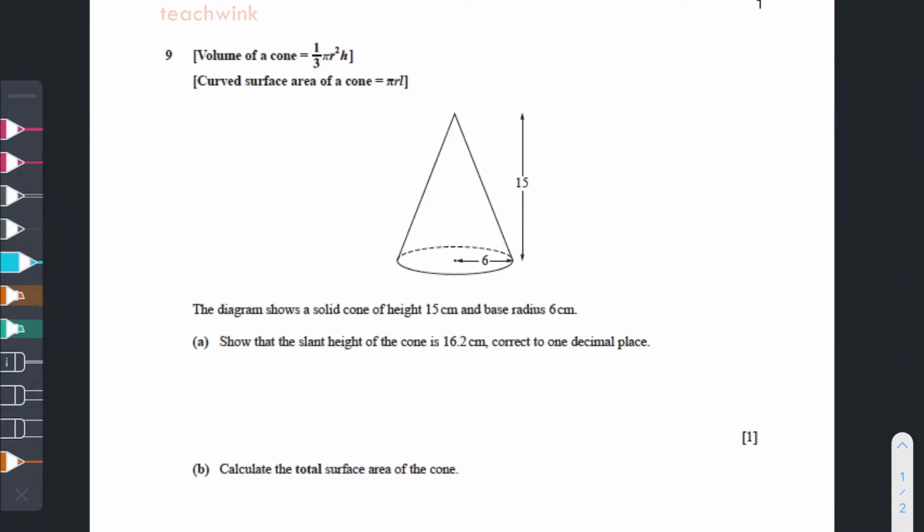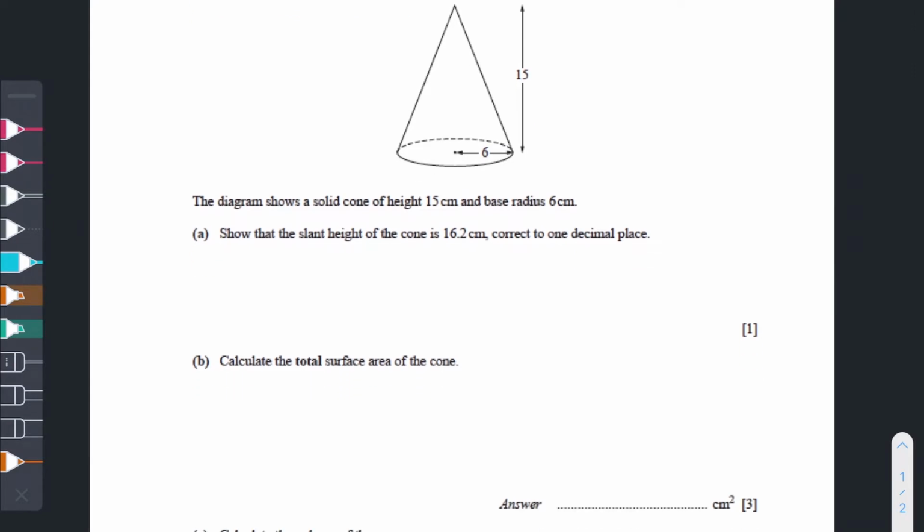So let's start. The question says the diagram shows a solid cone of height 15 centimeter and base radius 6 centimeter. Part A says show that the slant height of the cone is 16.2 centimeters correct to one decimal place. In order to find the slant height, let's say that the slant height is L. The formula that we use is Pythagoras theorem, that is L square equal to the base, which is 6 squared, plus the height, which is 15 squared.